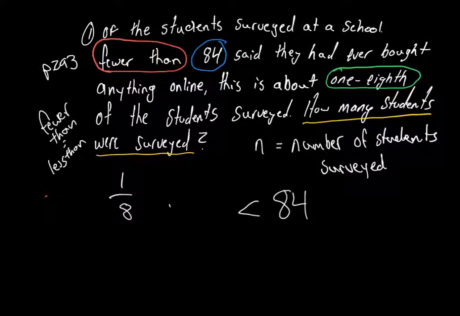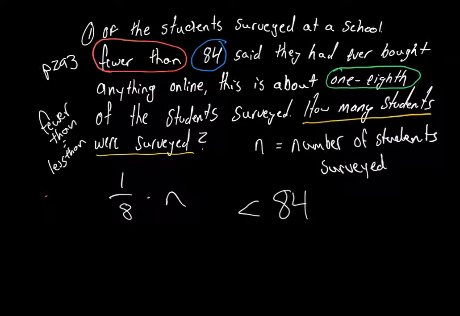Let me rewrite this in a better way so it's more readable. Well, that didn't quite work the way I wanted it to, but that's okay. We'll just work with it. So we have 1/8 times n. Here's our inequality. Now the next thing that we have to do is we just have to solve.